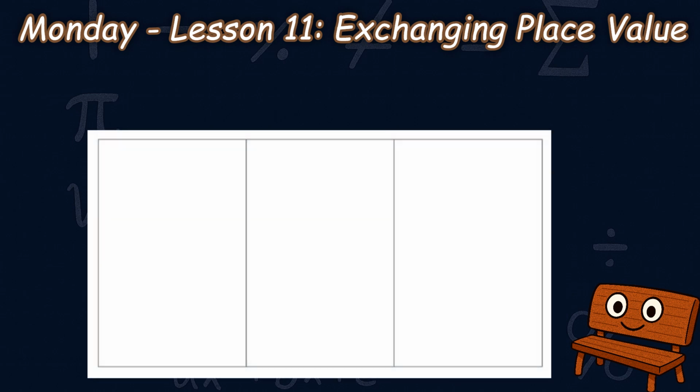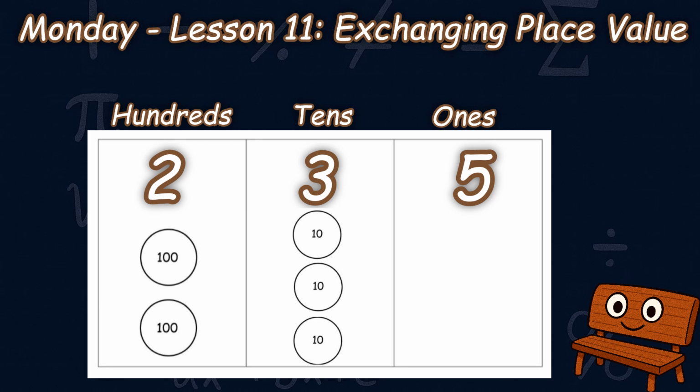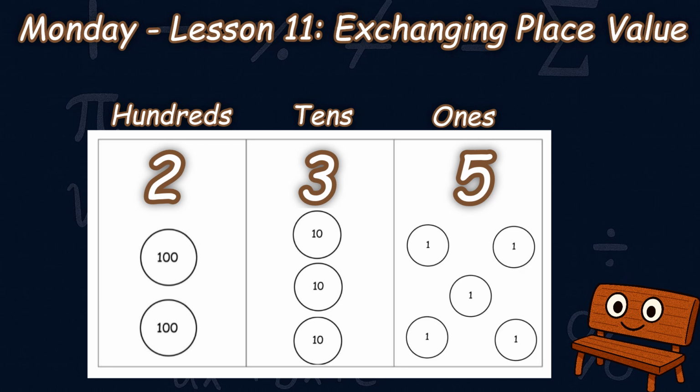Something that's also upcoming in this lesson is to see if you recall your steps from Lesson 10, and that is going to be the place value chart. On the left you have the hundreds, in the middle you have the tens, and on the right you have the ones. And if they want you to use the place value disks to create the number 235, well, you'll need 2 hundreds disks, 3 tens disks, and 5 ones disks.